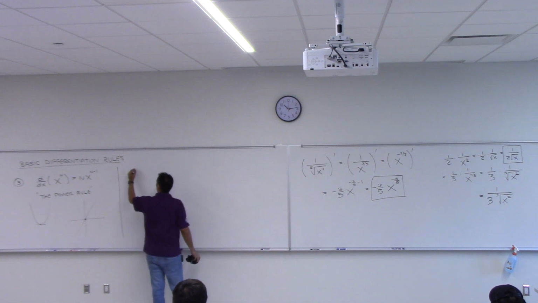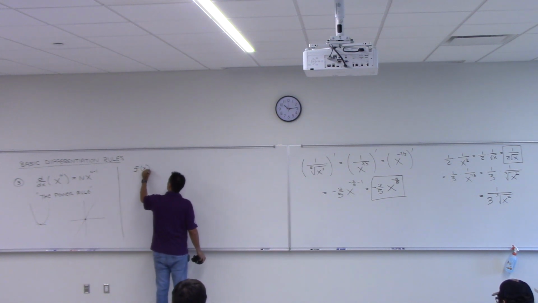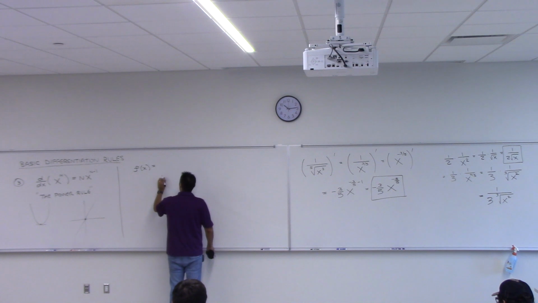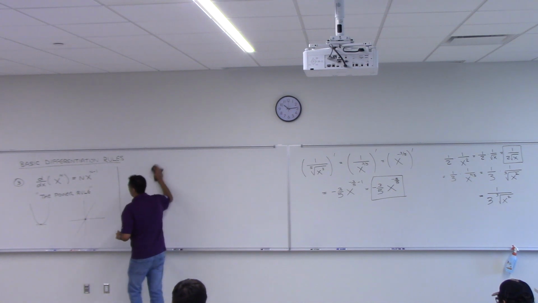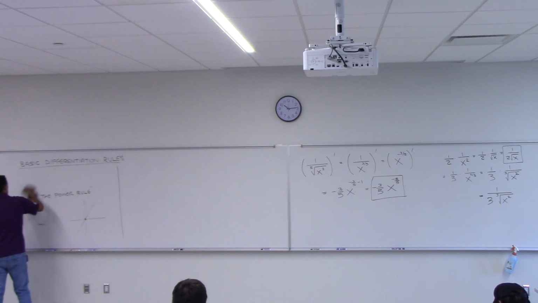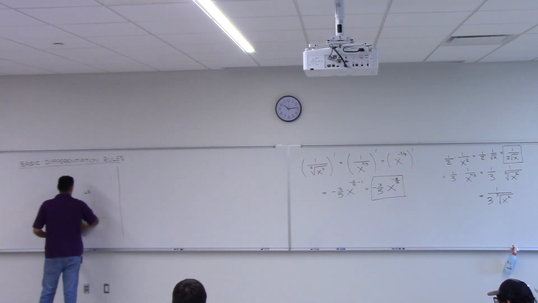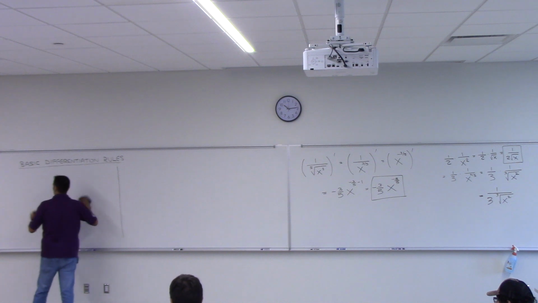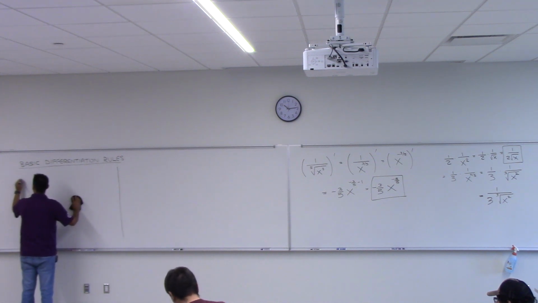How about this one? I'm going to give you a function, f of x. Here it is. You know what? Hold on. No, we're not ready. Let's go to the next rule. Not ready for that one. That's the power rule. We're on rule number 4. There's 82 rules. No, I'm kidding.